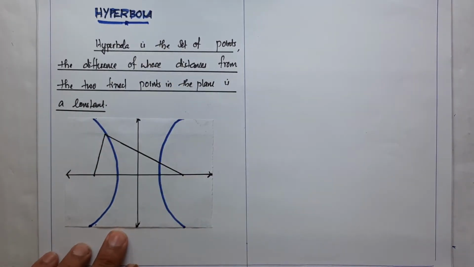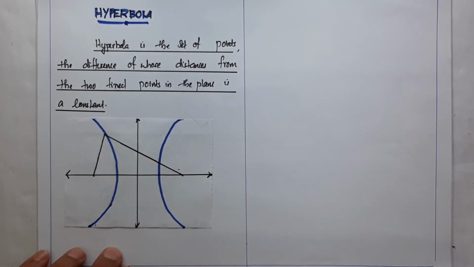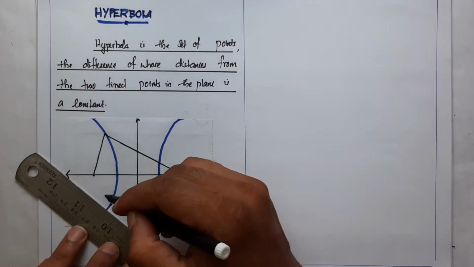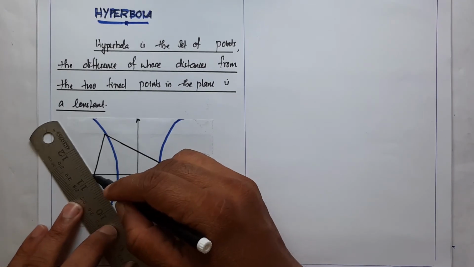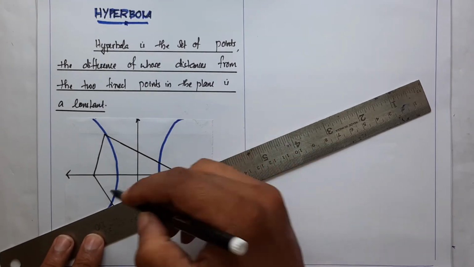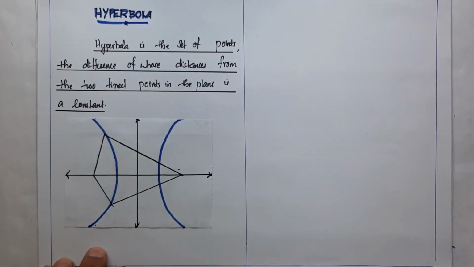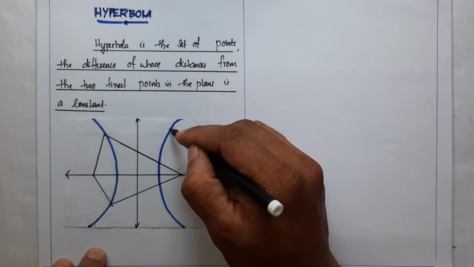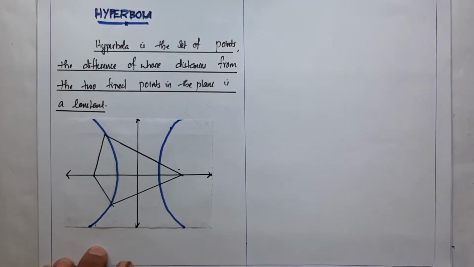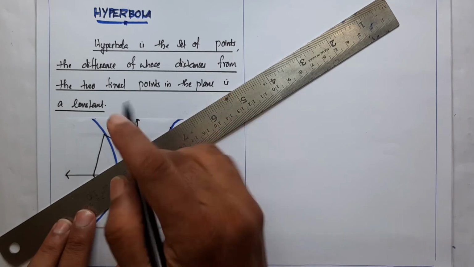Now we find the difference between this distance and this distance. Suppose we get a constant k. Then we consider another point. Suppose here also I take a point, and again we find the distance from this point to the fixed points. What is the difference? The difference we get is the same constant k. Suppose in this curve here also we take another point. There also we get two distances from the fixed points.